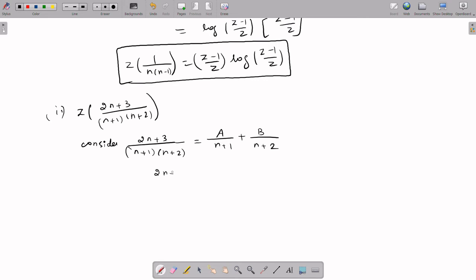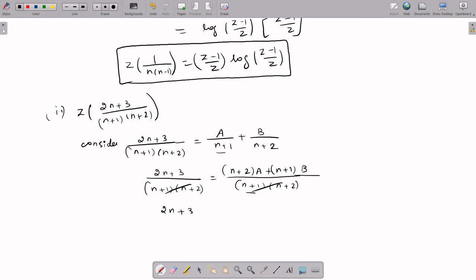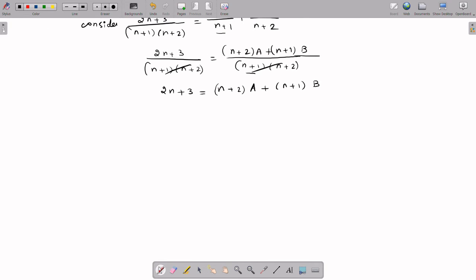Okay, and here as usual the denominator is the same. So 2n plus 3 divided by n plus 1 into n plus 2 is equal to, the same denominator you have, n plus 1 into n plus 2 here, and compare these two terms. N plus 1 is there and n plus 2 is missing. So n plus 2 into a plus, when you're comparing these two terms, n plus 1 is missing, so n plus 1 into b. And here these two denominators get cancelled. So you have 2n plus 3 is equal to n plus 2 into a plus n plus 1 into b. And we have to find out the values of a and b.